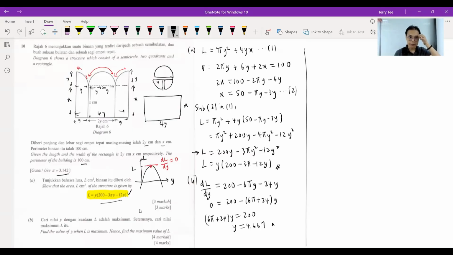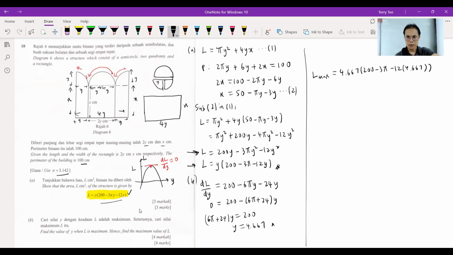They say find the value of y, hence find the maximum value of L. So for your maximum L, we can take your y value and sub inside here or here, doesn't matter. I think I sub inside the second one, it is easier. 4.667, 200 minus 3 pi minus 12, 4.667.